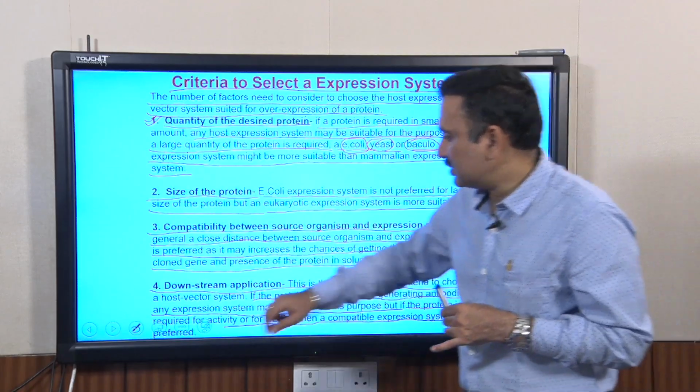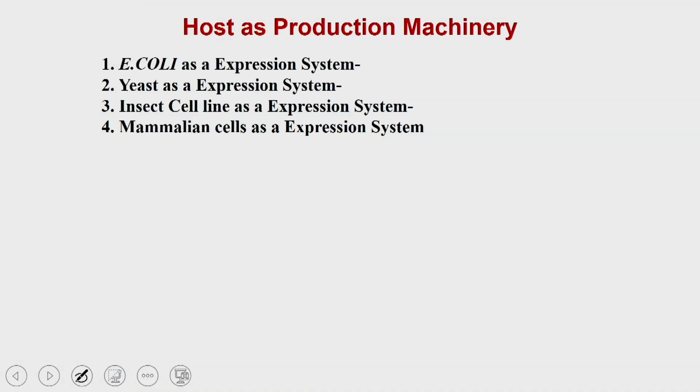So, in today's lecture, we are going to discuss four different expression systems: E. coli as an expression system, yeast as an expression system, insect cell line or baculovirus as an expression system, and at the end, the mammalian cell as an expression system.